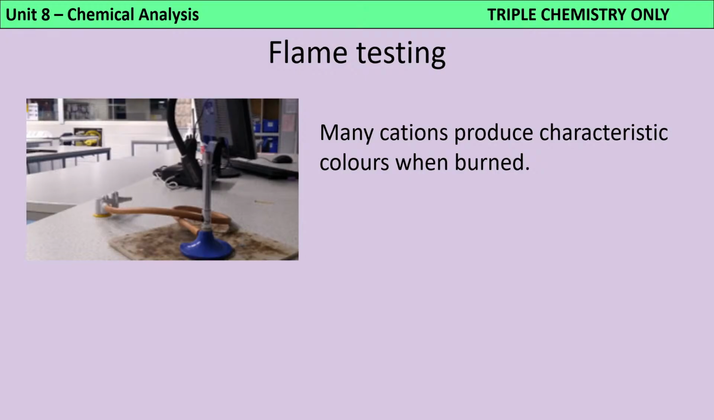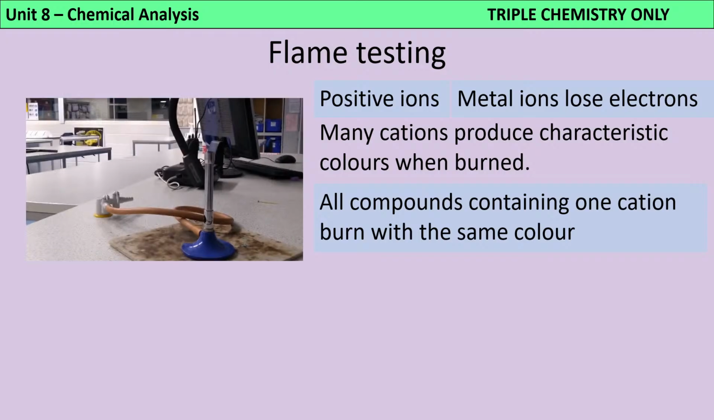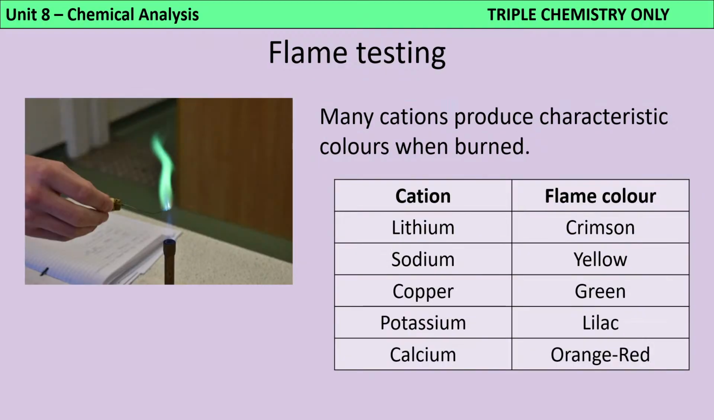Right. Okay, also flame testing. So we know that lots of different metals, if you burn them in a Bunsen burner flame, they give you a characteristic colour. I'll just skip over that bit. So this here, this crimson flame tells me that I had some lithium ions in there. Or this green flame here tells me that I had some copper ions here.